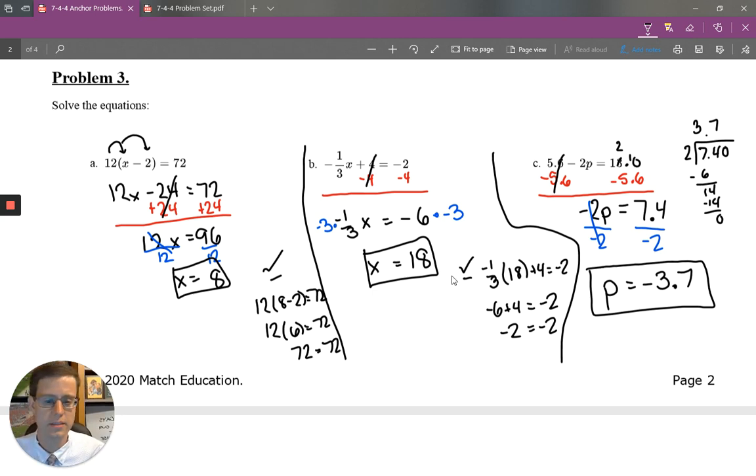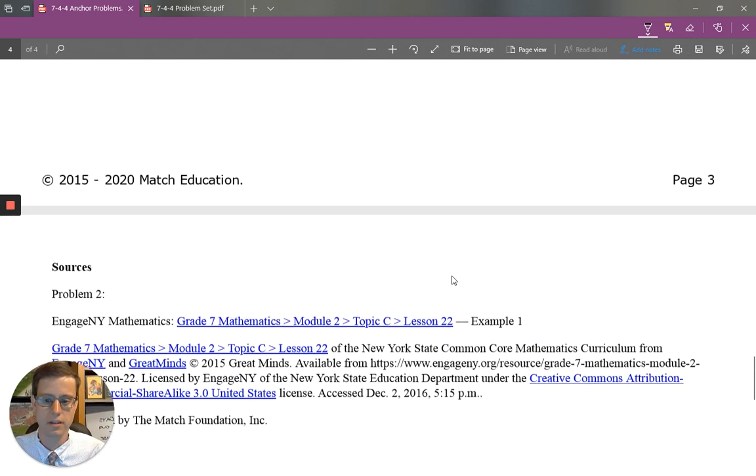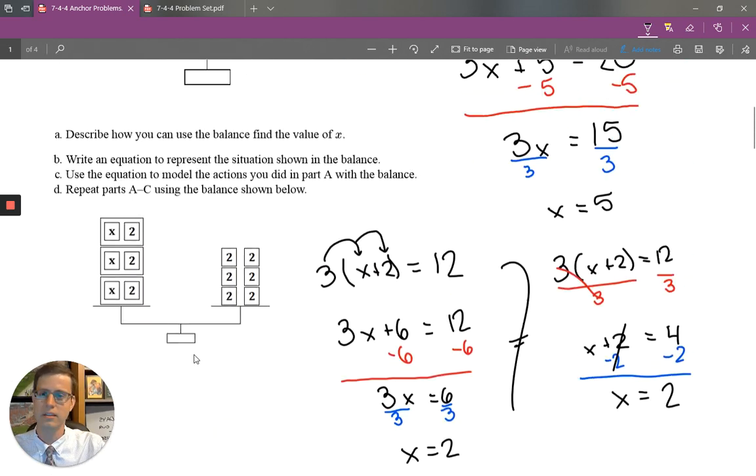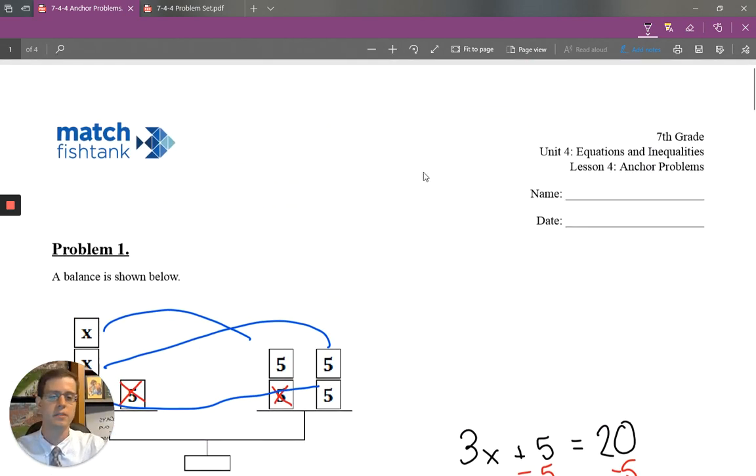And I do believe that was the last example here, and sure enough, it is. And so that's it for this lesson. It was grade 7, unit 4, lesson 4. Good luck.